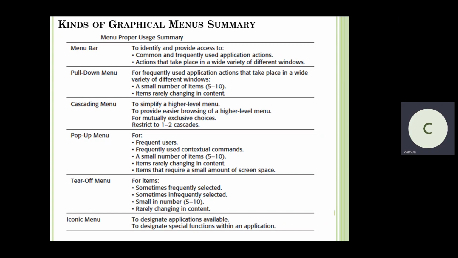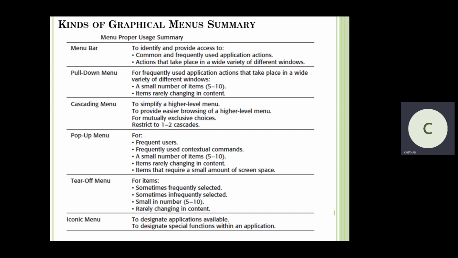Okay, the menu bar. What is the menu bar all about? The pull down menu, cascading menu, pop-up menus, tier of menus, iconic menus. So all of these things, and where to use them, what the possibilities are. All of these things are there here. This is only for your understanding. You don't have to think, okay, if I write like this, I'll get my marks. No, it will never get you marks. This is only for your summary part where you can see it and figure out how you need to keep it in mind.